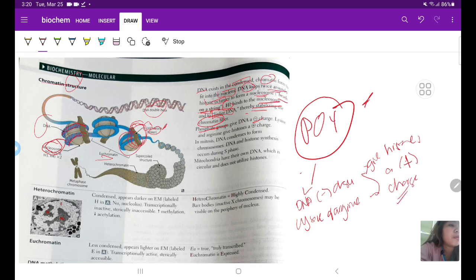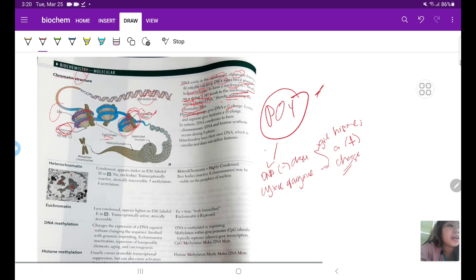I'm sorry for my handwriting. It's really not that beautiful. I don't have a beautiful handwriting, but yeah, that's how it is. So anyway, I'm gonna continue.